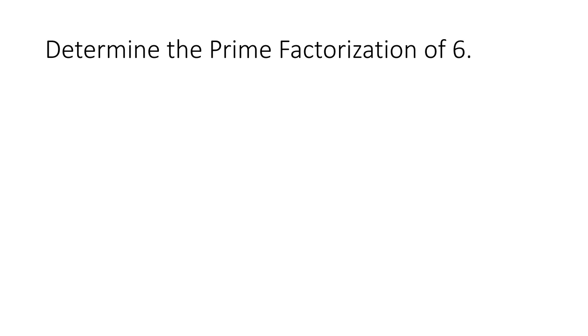So, for example, 6 is a composite number, and the prime factorization of 6 is 2 times 3, where each one of these is prime. Notice that you could switch it. Maybe you could write it as 3 times 2, but it is exactly the same primes. So that's why we call it unique, except for the order.